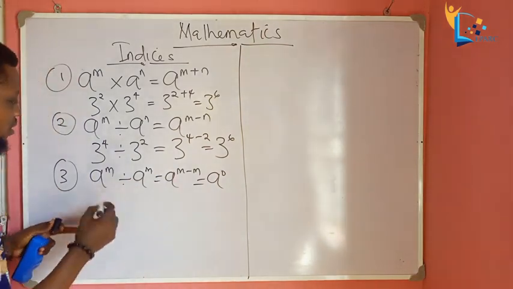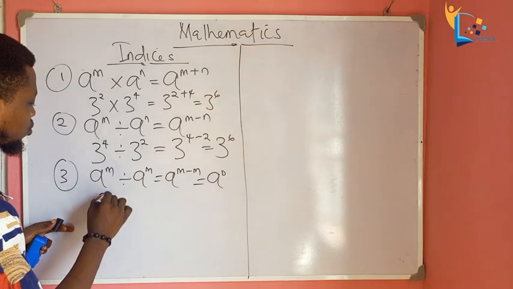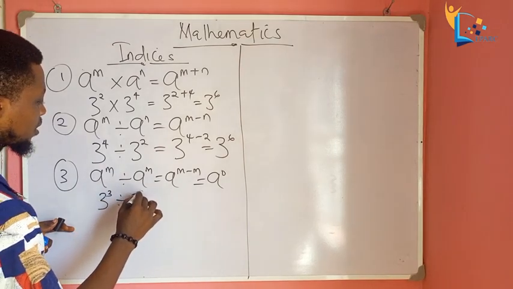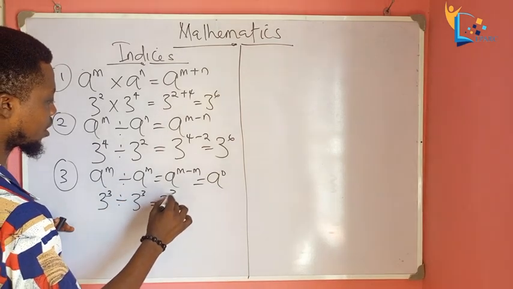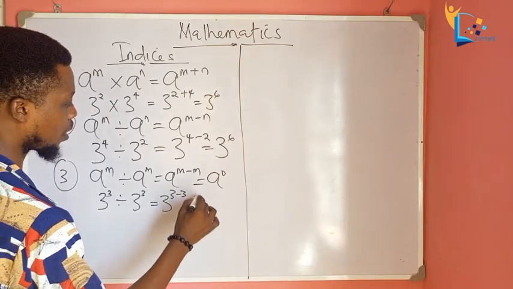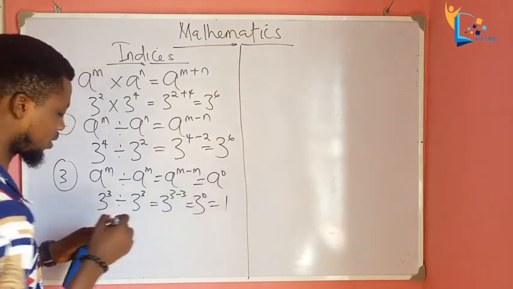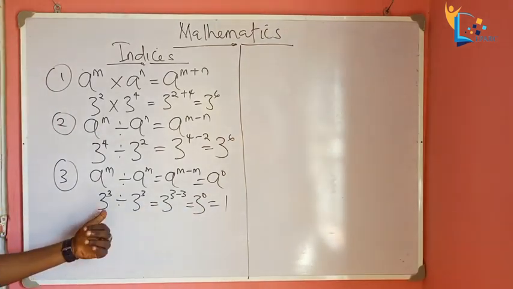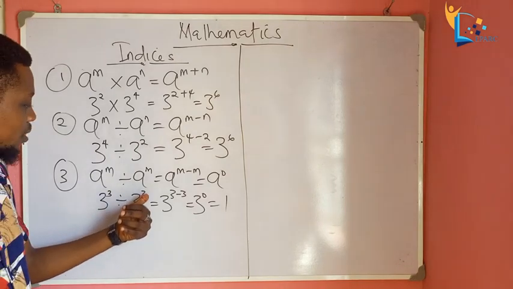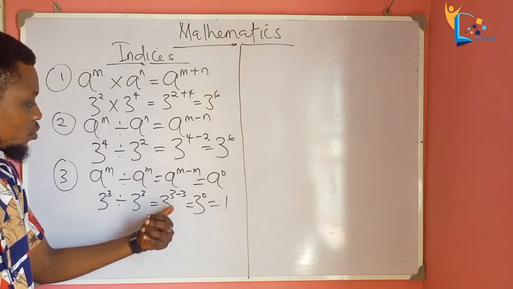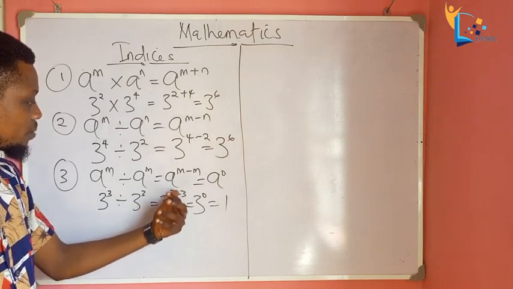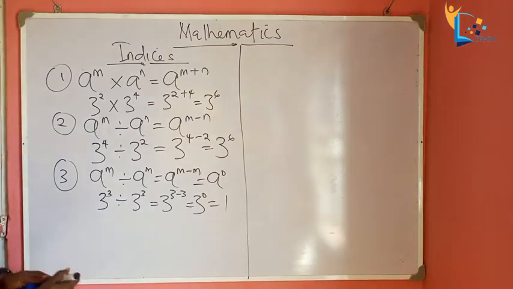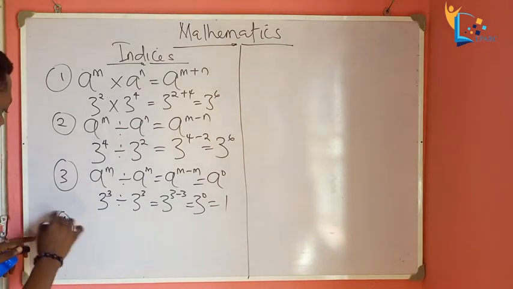So in this case, let's look at a typical example. Let's have 3 raised to power 3 divided by 3 raised to power 3. So you have 3 raised to power 3 minus 3, which is equal to 3 raised to power 0, which is equal to 1, okay? This is the third law of indices. Then number 4, let's have number 4.